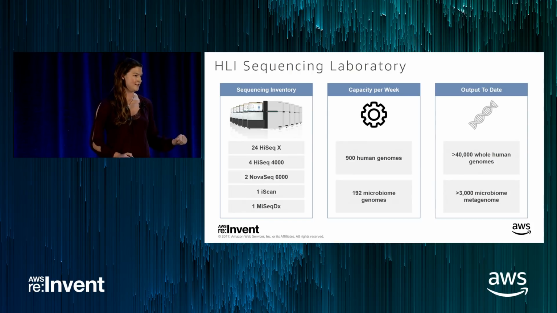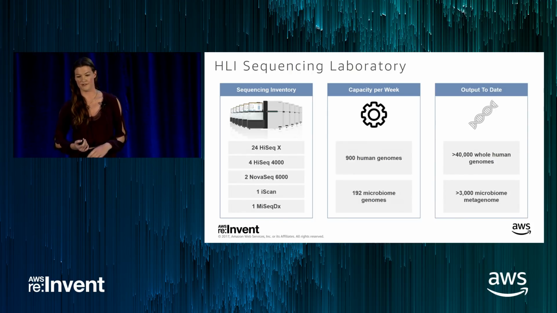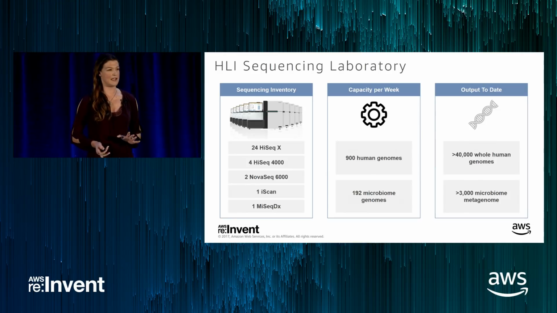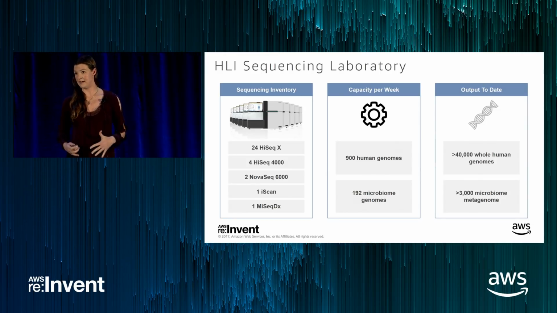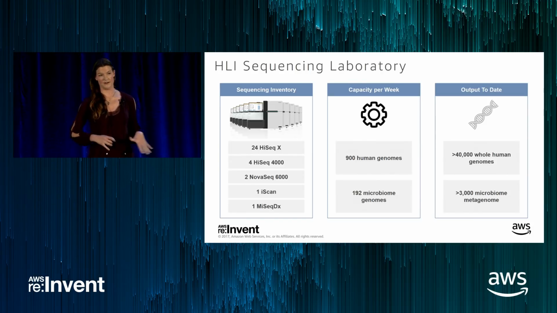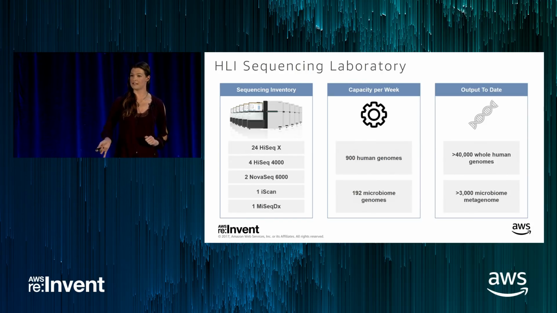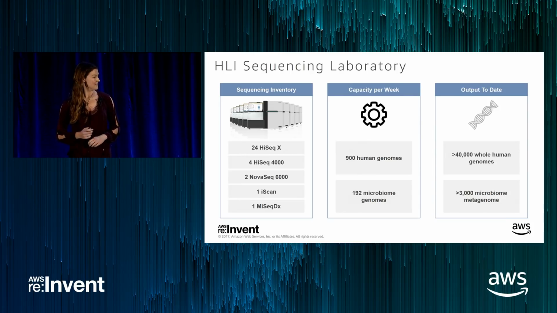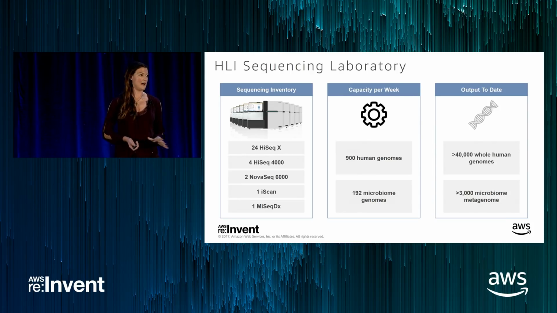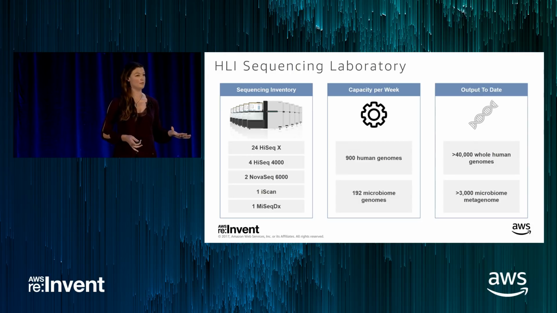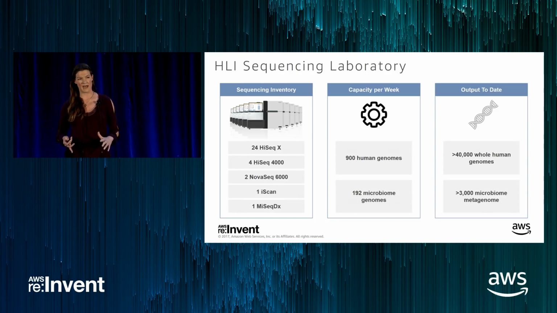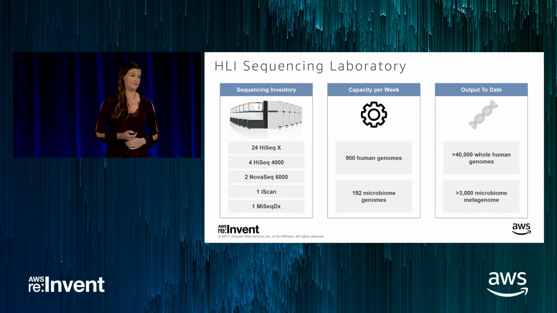So a little bit about our sequencing lab. We have about 32 sequencers, and we sequence both human genomes and microbiome genomes. So for those that don't know, the microbiome refers to the bacteria in the gut. So we will sequence the bacteria in your gut to get a little bit more information about how that works out too. Right now, our database consists of a little over 40,000 whole human genomes, as well as 3,000 microbiome genomes. And in conjunction with the 40,000 whole genomes, we also have phenotype data to go along with it. Now that adds up to about 6 petabytes of data in S3 and 10 petabytes of data in Glacier.